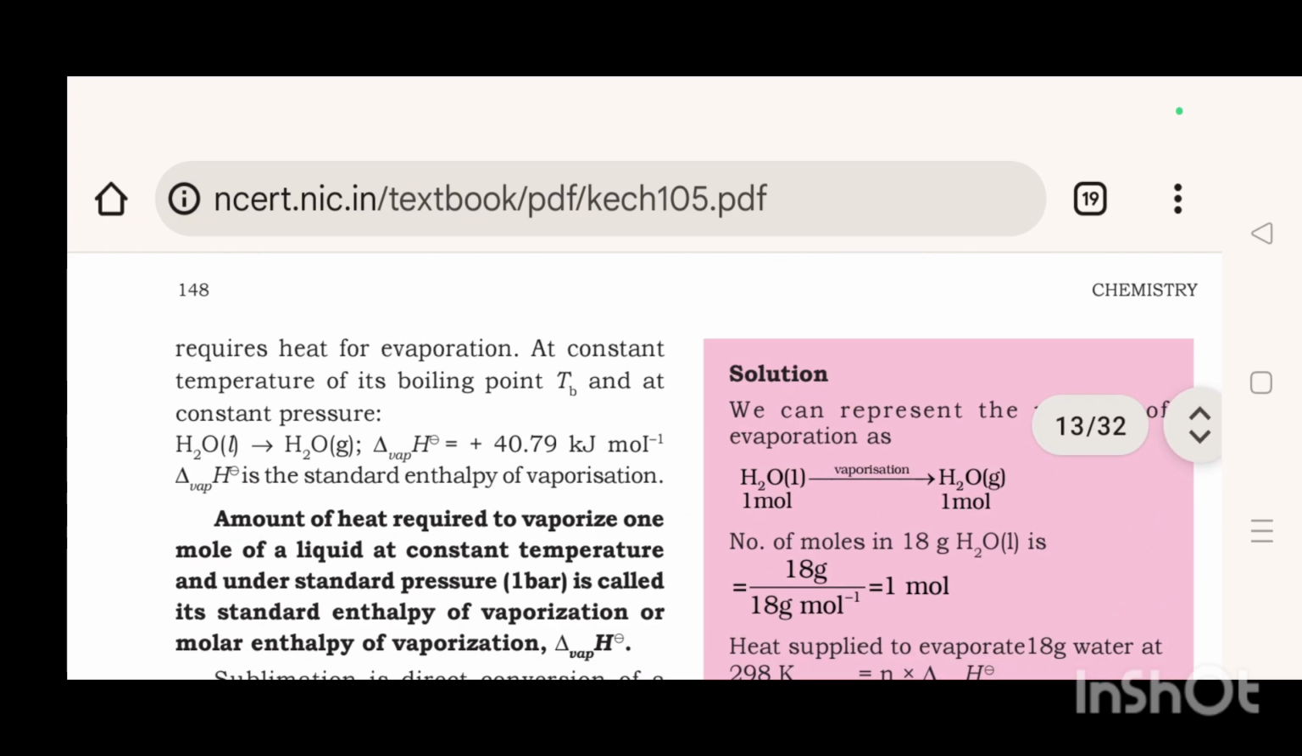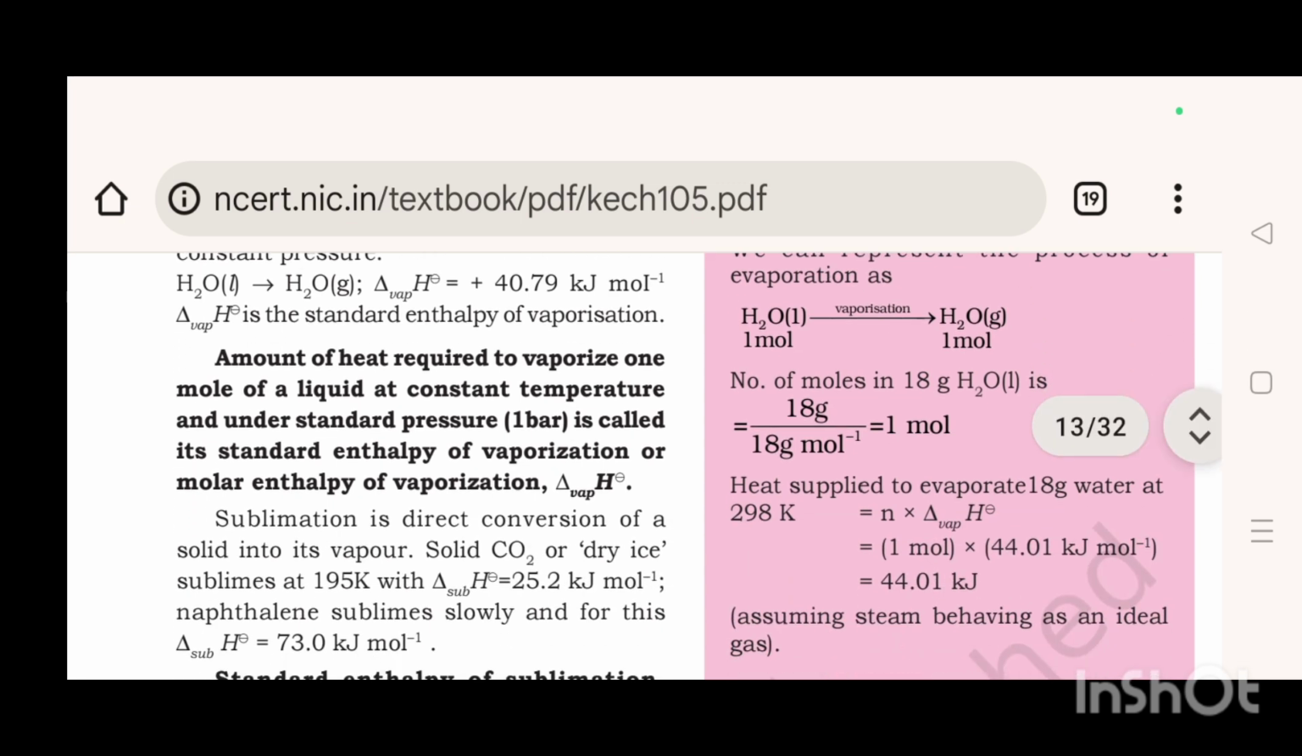Water requires heat for evaporation at the constant temperature of its boiling point, Tb, and at constant pressure. H2O liquid goes to H2O gas, delta vaporization H equal to plus 40.79 kilojoule per mole. Delta vap H is the standard enthalpy of vaporization. The amount of heat required to vaporize 1 mole of a liquid at constant temperature and under standard pressure is called its standard enthalpy of vaporization or molar enthalpy of vaporization.